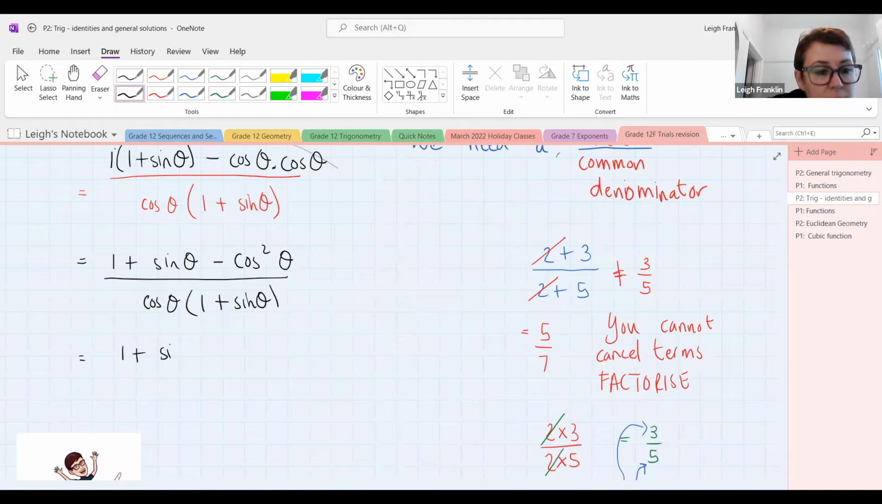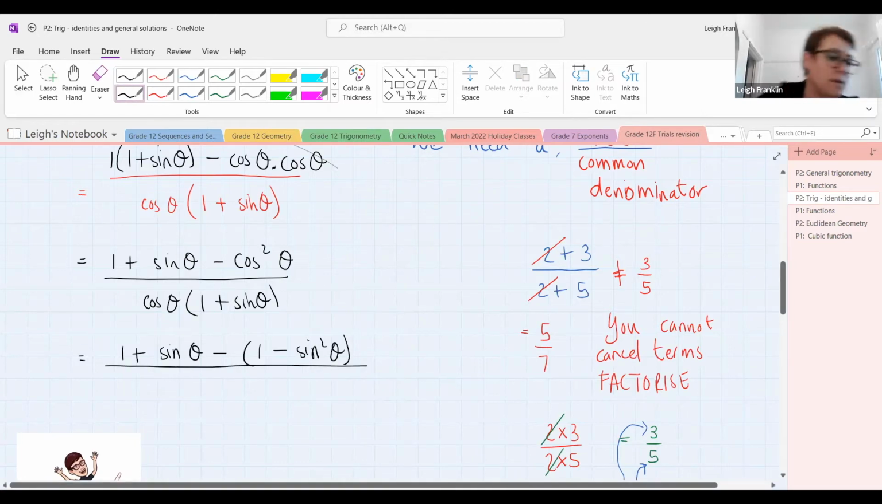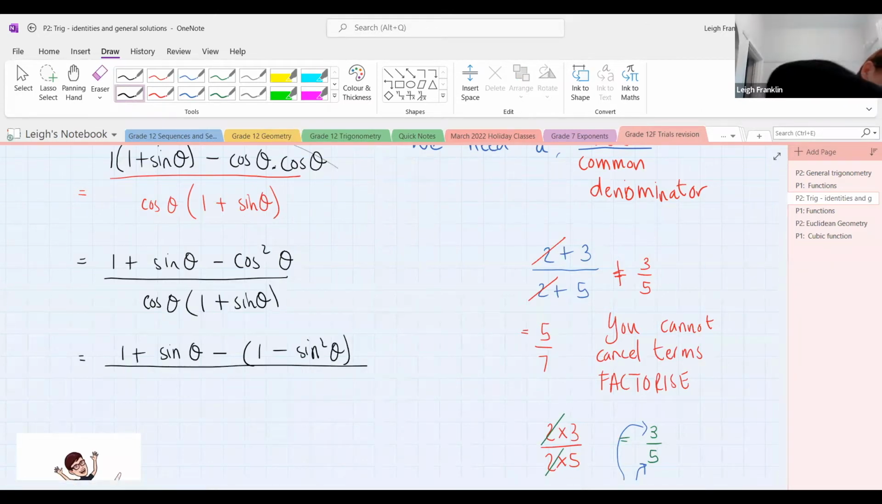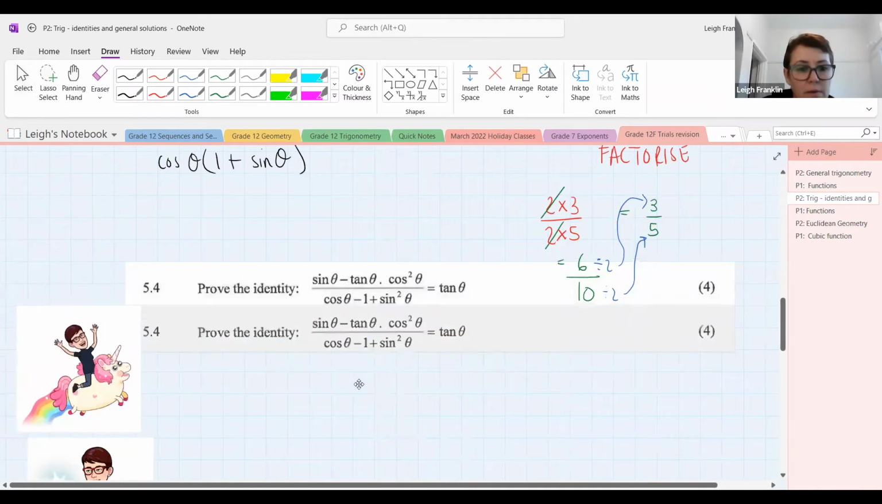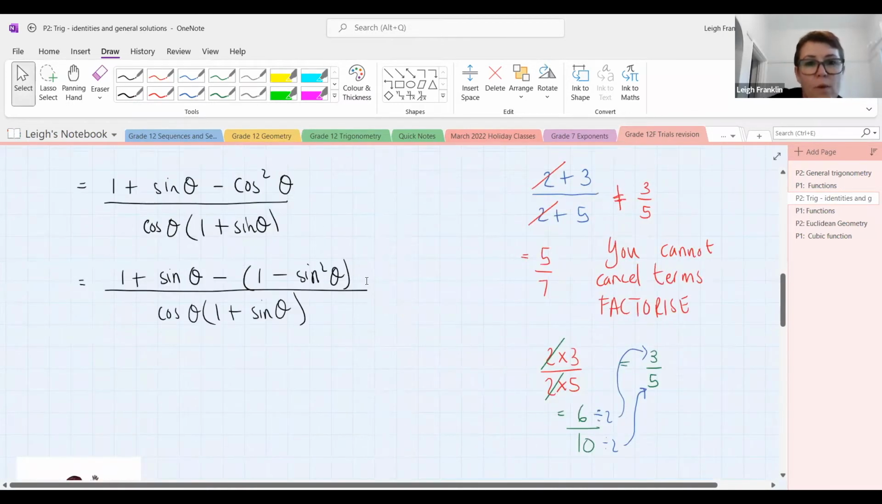1 plus sine theta, minus, and I'm going to change cos squared theta. Let's just make it a little bit bigger. Minus, and then here, 1 minus sine squared theta, all over cos theta times 1 plus sine theta. Okay, so now that we've done that, we can remove our brackets.